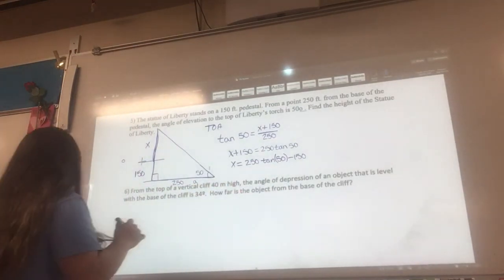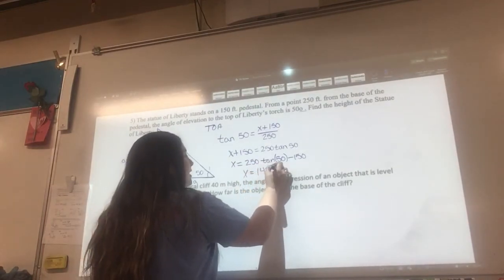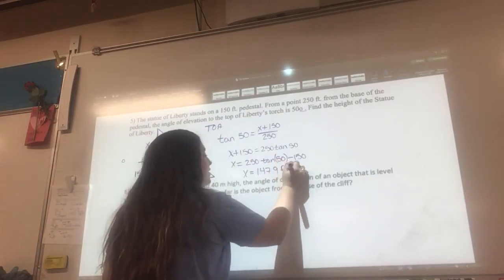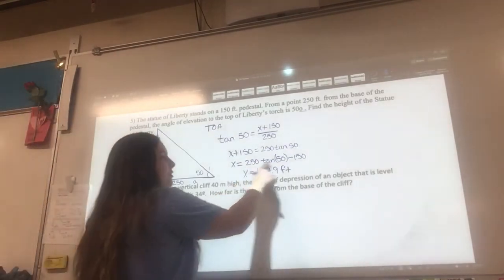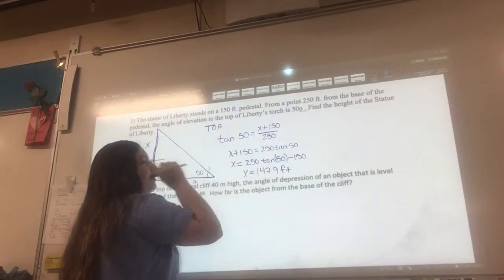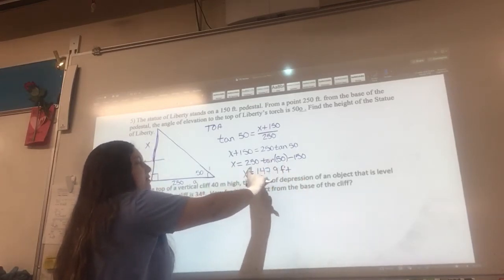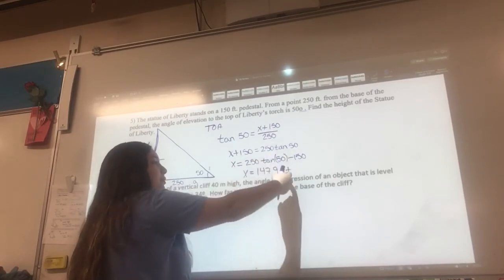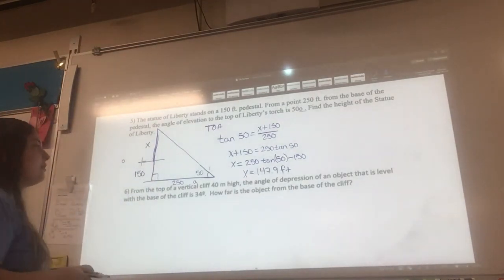So when you plug that in, you're going to see that x equals 147.9, and we've been doing everything in feet. So the Statue of Liberty is around 148 feet. Calculator work: if you plug it in your calculator, this is where everyone's potentially going to get something a little finicky. Make sure 250 times tangent of 50, you end the parentheses, minus 150. If not, you're going to get a really funky number and it's not going to work, okay?